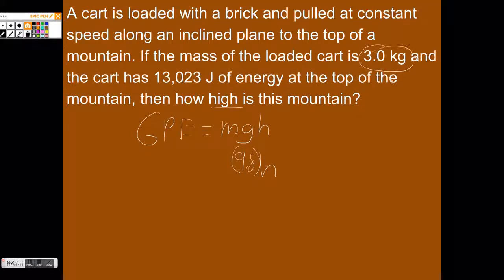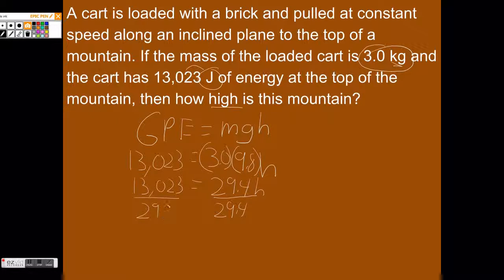M is going to equal 3.0 kilograms, the clue being kg. So let's fill in 3.0 for M. Now for GPE, we see joules, indicating that 13,023 is our amount for GPE. So let's simplify the right side by multiplying. 29.4 H equals 13,023. And now we have to simplify even further to isolate our single variable. Divide both sides by 29.4. Cancels out on the right side. This gives us 442.9 meters as the height of our mountain.